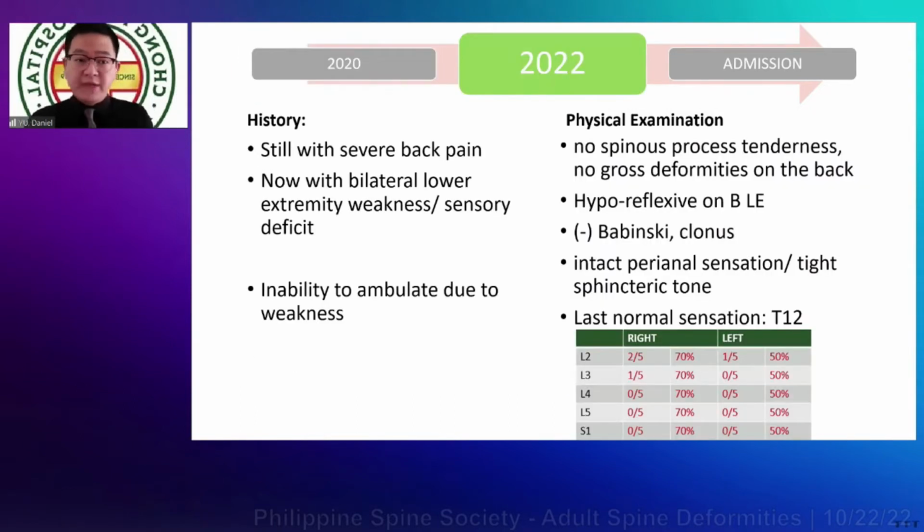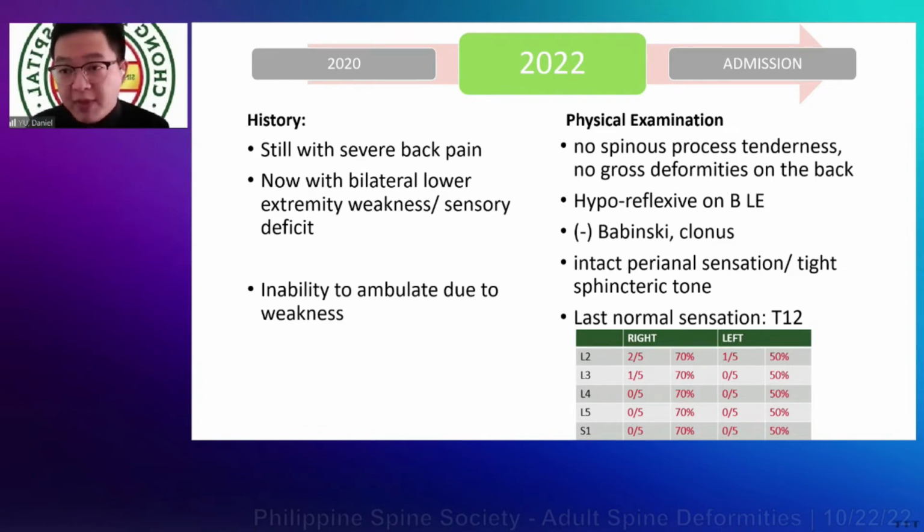Now the patient came in for consult, still with severe back pain, but now with bilateral lower extremity weakness and sensory deficit, and noted inability to ambulate due to the weakness. On physical examination, there was no spinous process tenderness nor gross deformity on the back, hyperreflexia on the bilateral lower extremity, no pathologic reflexes, and intact perianal sensation with tight sphincteric tone. The last normal sensation was around the T12 area.